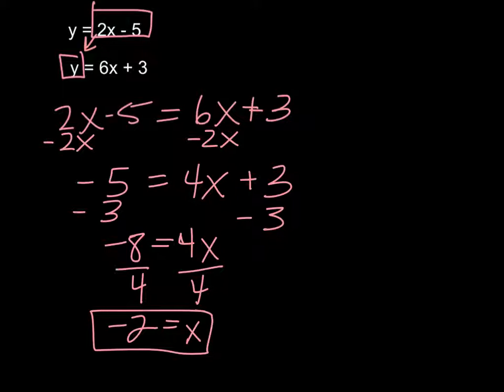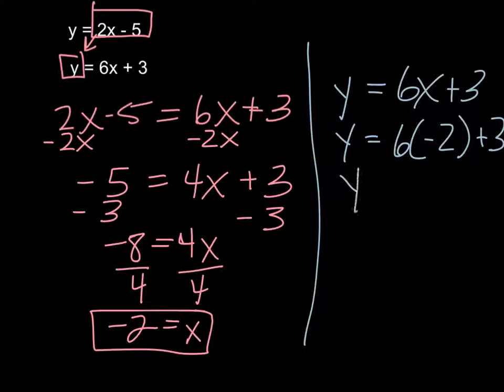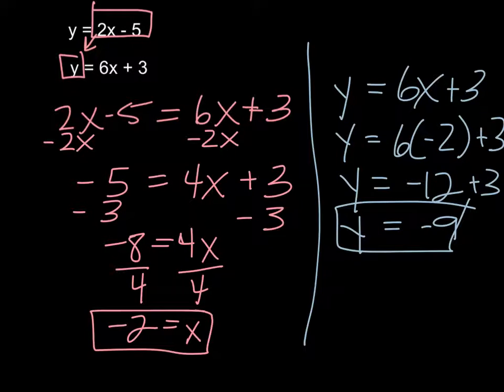So that's the x value. Now we got to find y. Does not matter which equation you plug into. I'm going to plug into that bottom equation because I see all positive numbers in that. So y equals 6x plus 3. Instead of x, I'm going to replace it with negative 2. So y equals 6 times negative 2 plus 3. So y equals negative 12 plus 3, which means y equals negative 9. So if I were to graph these two lines, they should cross at the point negative 2, negative 9.